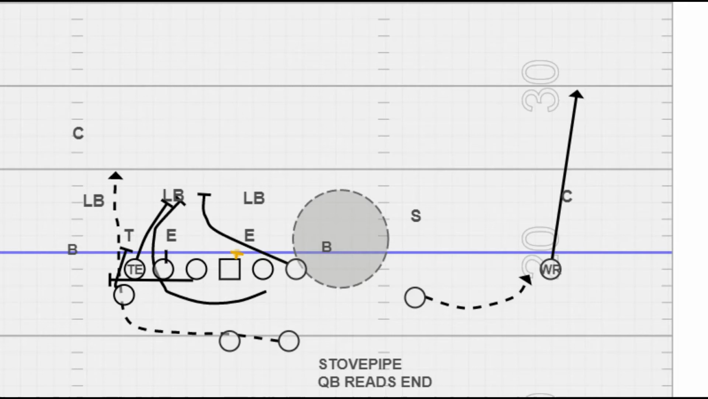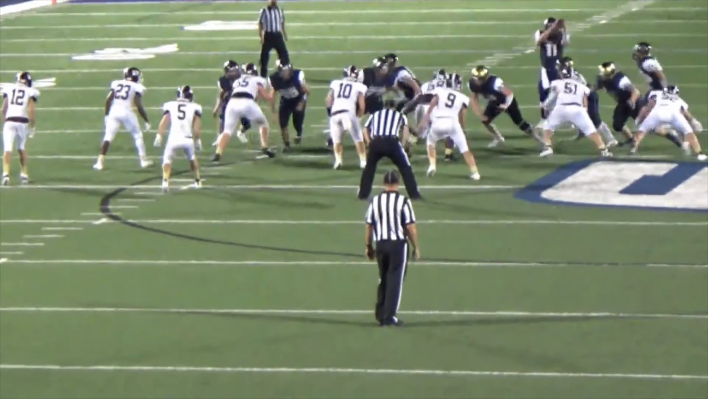And here it is drawn up. We're just going to read the outside defender. It's a very simple read. If you run any type of zone read or any type of read where you're reading the outside defender, it'll be easy for your kids.